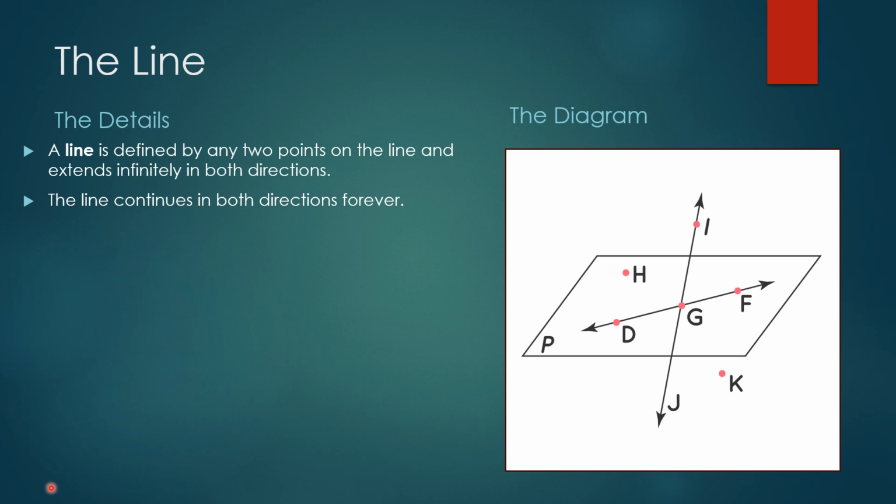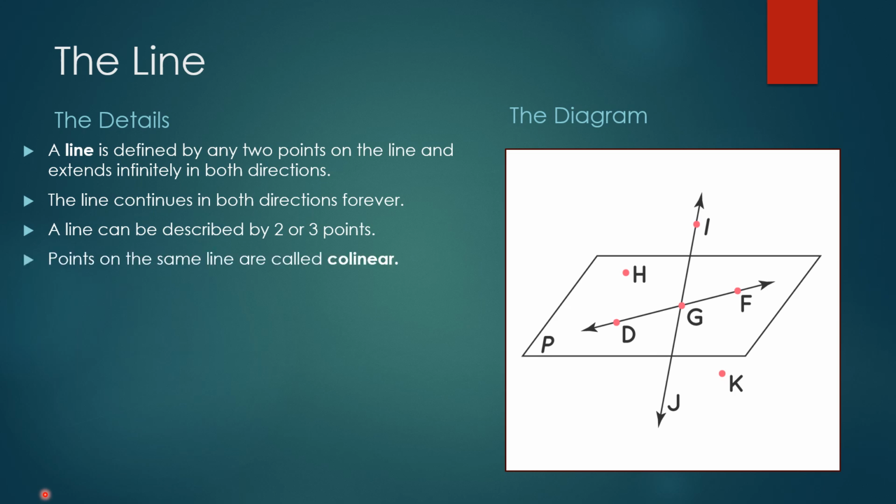Please note that lines continue on forever. We'll talk about other structures where direction either ends or only goes one direction. A line can be described by 1, 2, or 3 points. We could also describe a line as a letter, which we'll see later. Points on the same line are called collinear. So we could say that the points D, G, and F are collinear.